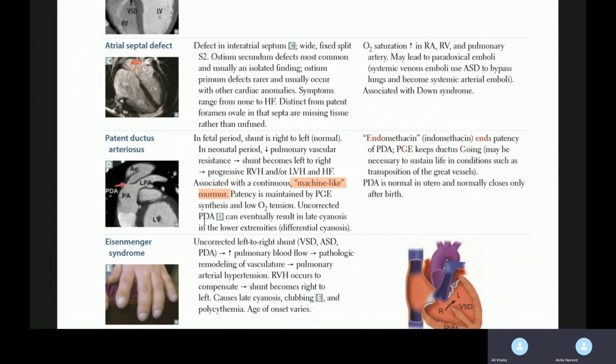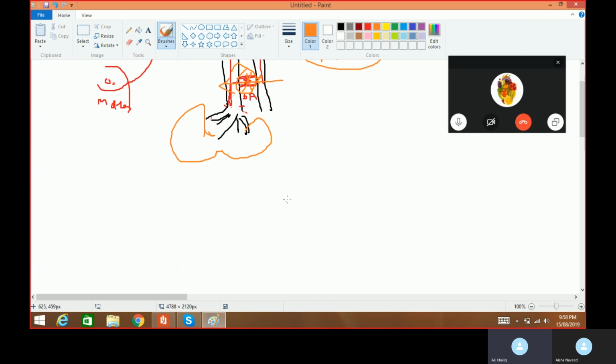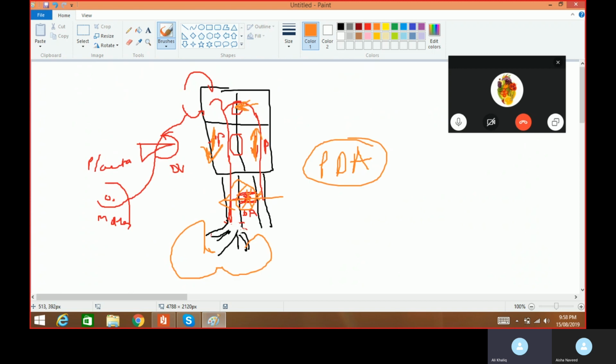Now there are certain drugs that can keep the ductus arteriosus patent, like for example prostaglandins and hypoxia. These are the two conditions that can keep it open. Now my question is, why will it remain open? I just explained to you that when you take the first breath, when oxygen saturation goes up, it will close the ductus arteriosus, right?